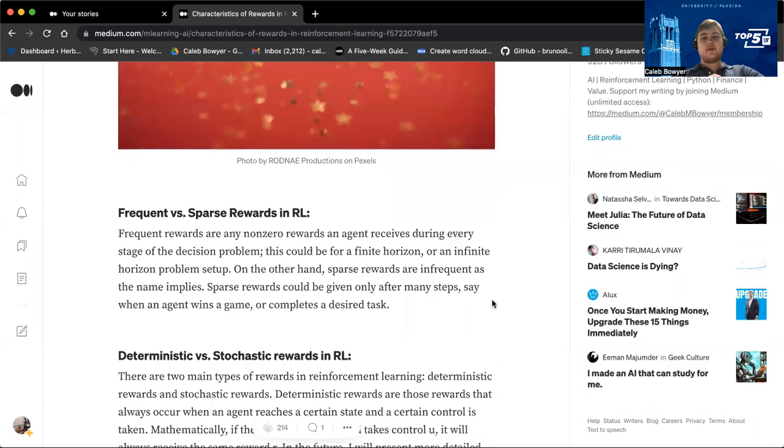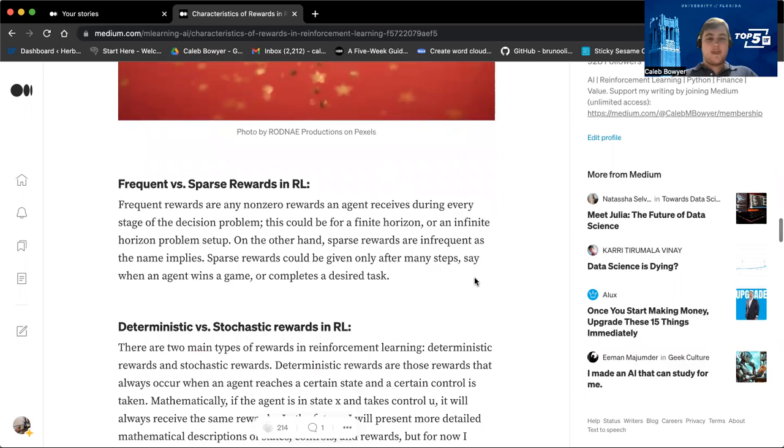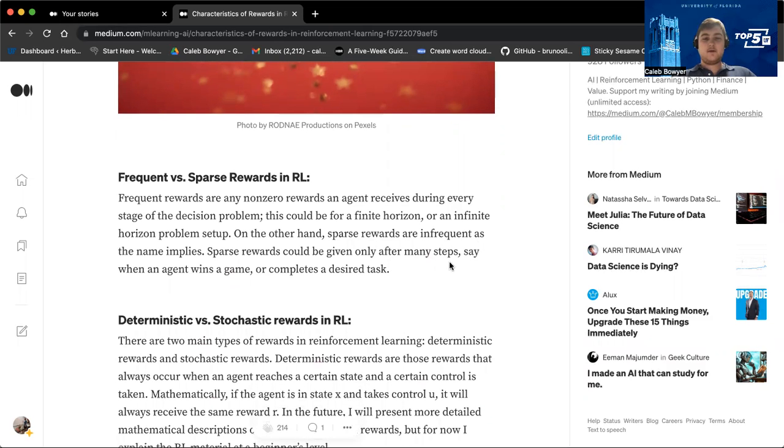So, frequent versus sparse rewards in RL. Frequent rewards are any non-zero rewards an agent receives during every stage of the decision problem. This could be for a finite horizon or an infinite horizon problem setup. On the other hand, sparse rewards are infrequent, as the name implies. Sparse rewards could be given only after some number of steps, say when an agent wins a game or completes a desired task. So it's much harder to learn under sparse rewards than frequent rewards.